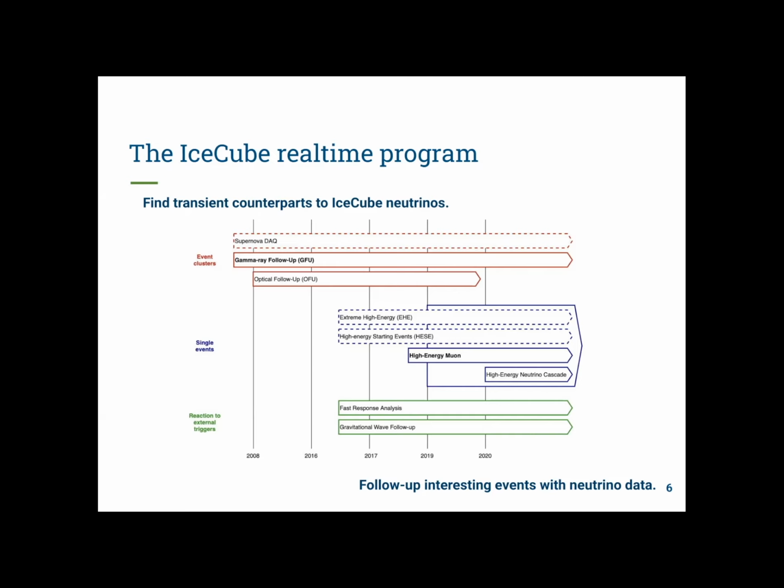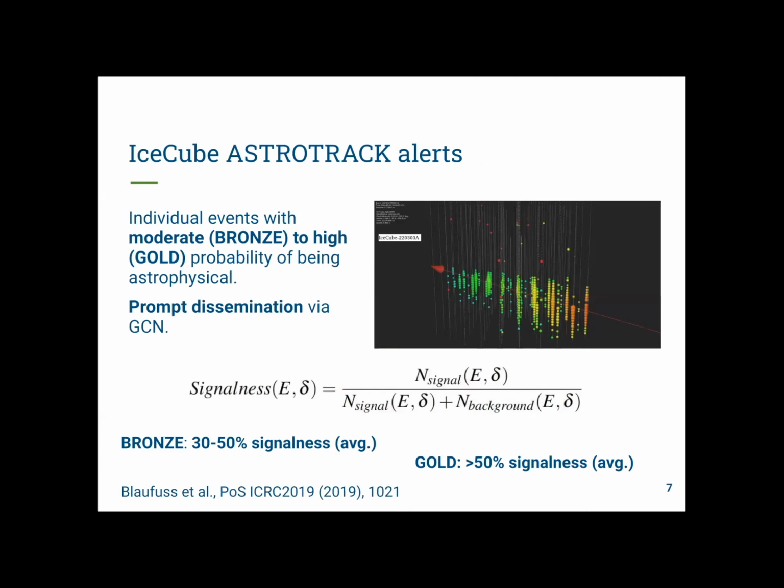Since a few years, we also have in place what we call fast response analysis, that is the follow-up with IceCube data of external triggers. But I will mostly cover the alerts that you may be interested in following up on an individual basis. And these are mostly the IceCube AstroTrack alerts.